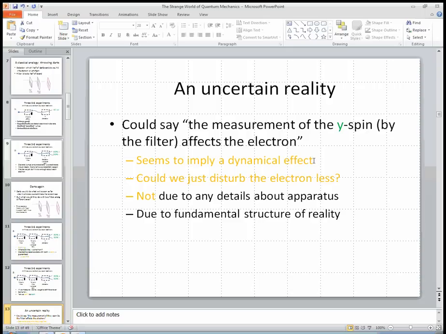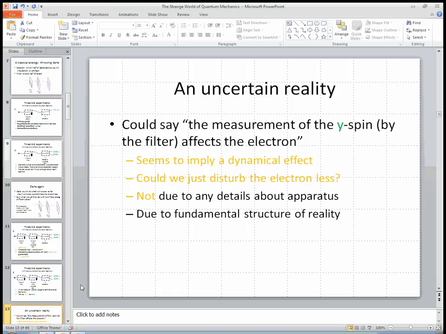And that suggests that maybe we could just disturb it less. We could just have a better apparatus that would disturb it less. But it's not really true. What's really crucial is that this is not coming from any details about the apparatus, about how we are affecting the electron. And this is true in all cases where this kind of thing happens. It's really due to the fundamental structure of reality.